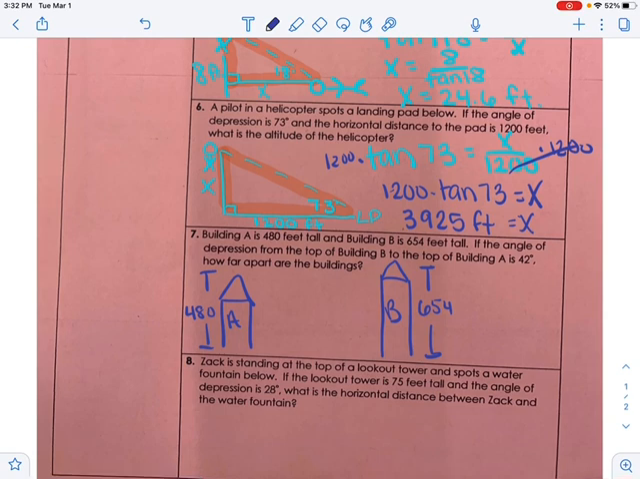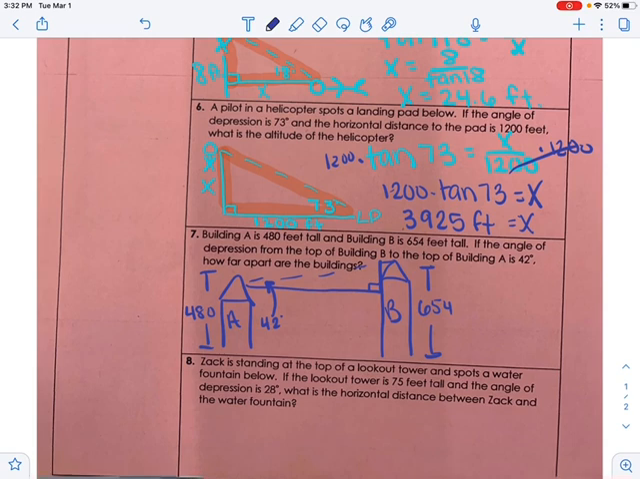And then this is where the angle of depression comes in. It is from the top of building B to the top of building A. So it's pretty much if I'm standing on the roof of B and looking at the roof of A. And then from there, I'm going to draw the horizontal distance and a vertical distance. And there is my right angle. So then we need to put in the angle of depression, which is 42. And again, we're looking from B to A. So that means 42 goes right in front of building A.